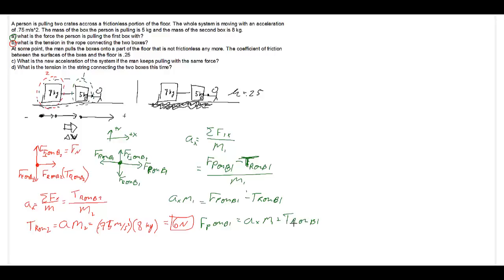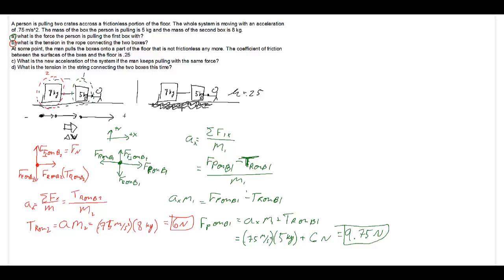Now we can just plug in. We already know that this is 6. We know what the acceleration is. We know what the mass is. So we've got 0.75 meters per second squared times the mass, which is 5 kilograms, plus our tension here, which is 6 newtons, which will give us a final force, excuse me, of 9.75 newtons. Great. So the guy's pulling with a force of 9.75 newtons.